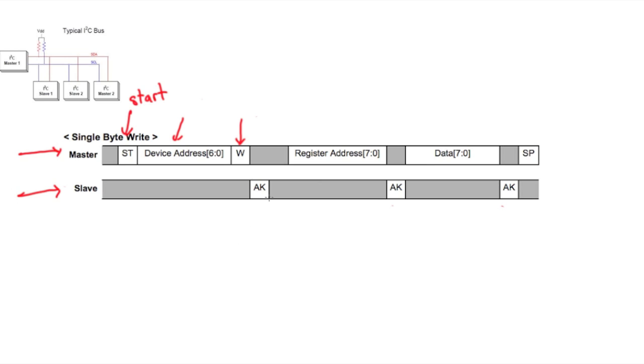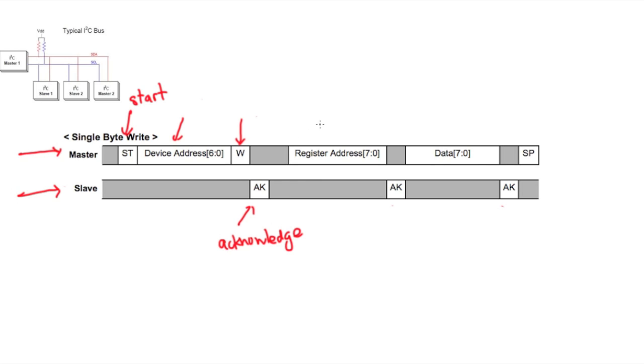All right, so after that, the slave is going to go ahead and acknowledge that signal. So this is the acknowledge signal. It's going to tell the master that it received this data and it's ready for the next set of data to be processed.